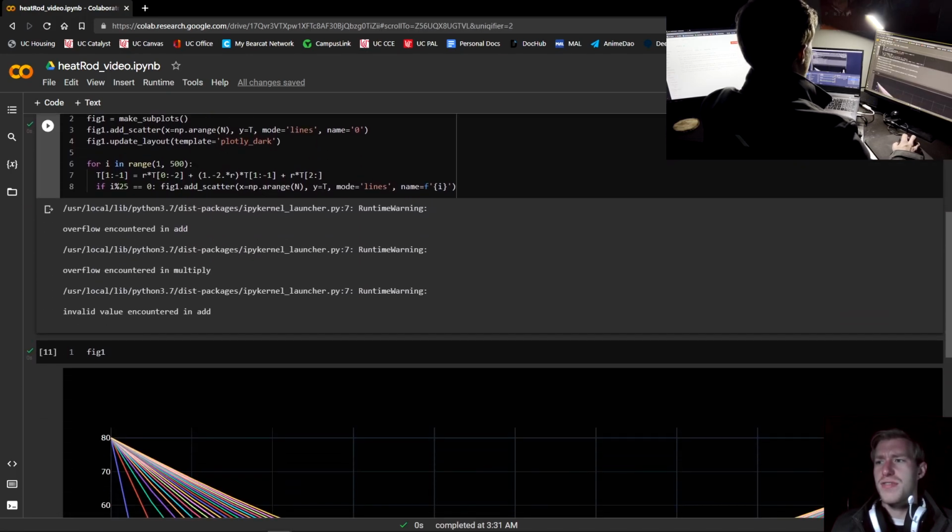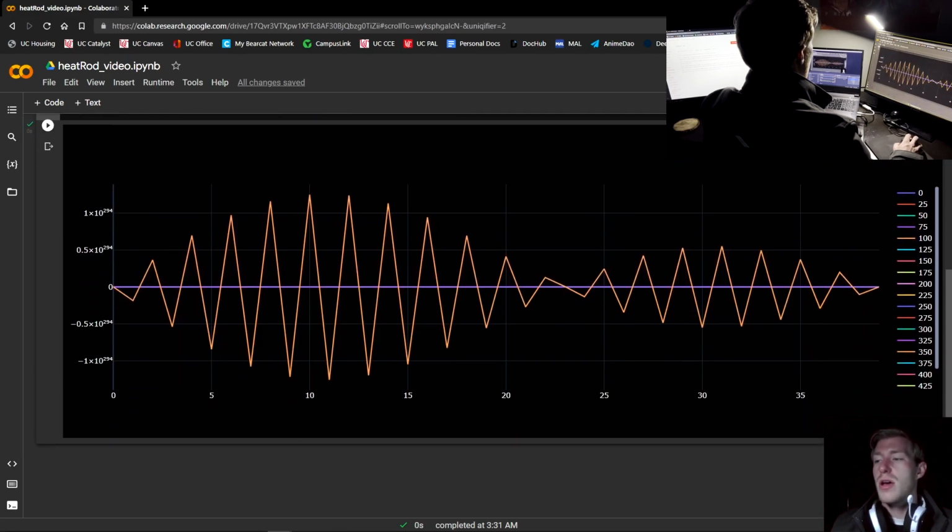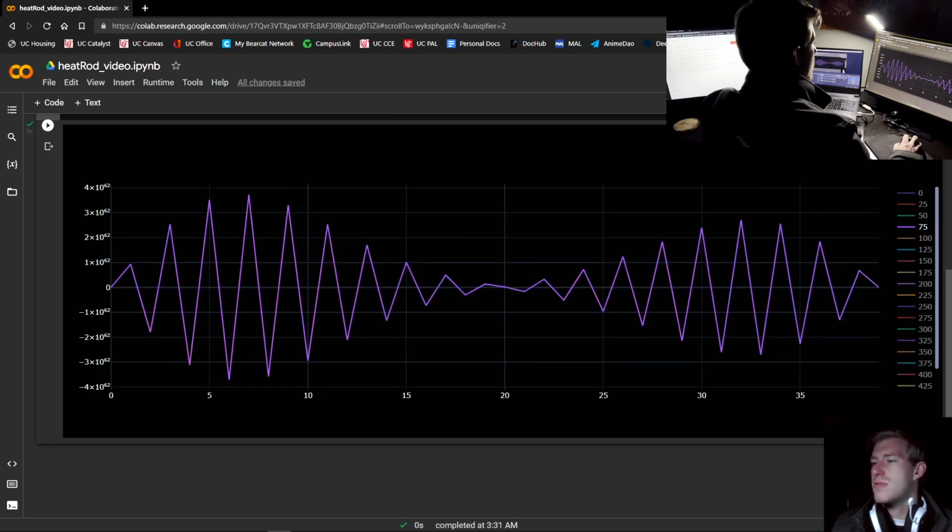You'll notice we've got a bunch of errors, overflows, invalid values. What could that possibly mean? Well, if we take a look at our figure here, we're now reaching temperatures of 10 to the 294th power, which obviously is not good. And even if we focus on maybe 75 iterations, we're in the power of 10 to the 62. So clearly something has gone wrong. This clearly is no longer a smooth curve. This is some kind of a sine wave looking thing.